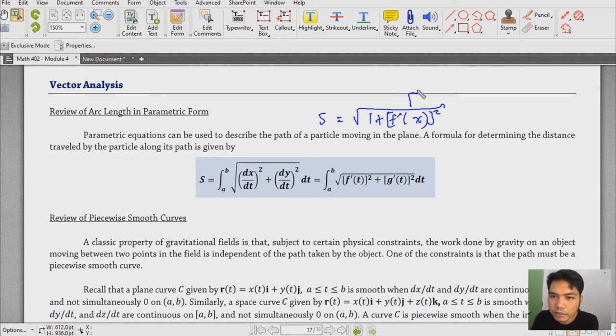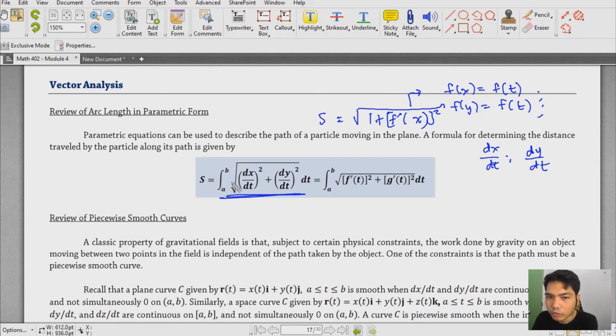So if you have, let's say, your f of x is expressed in terms of, let's say, f of t. So yung f of y mo is expressed also in terms of f of t. So you can have the derivative as dx over dt and then dy over dt. That's why if you want to find the expression for your arc length, that becomes this expression. S is equal to the integral from a to b of the square root of dx over dt squared plus dy over dt squared dt.